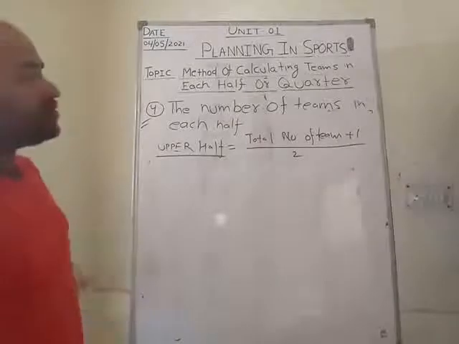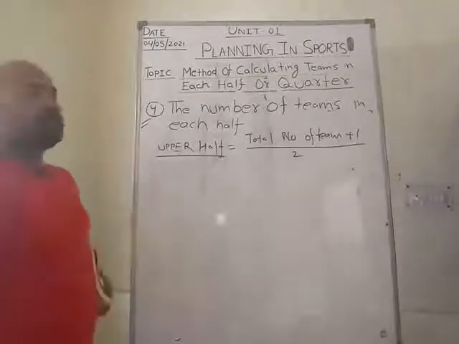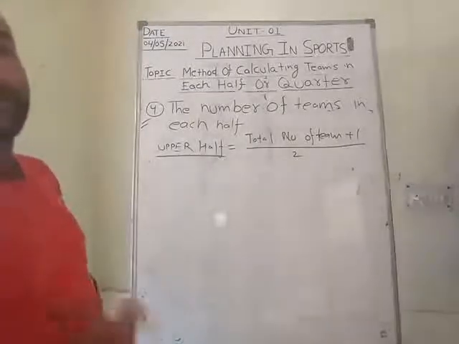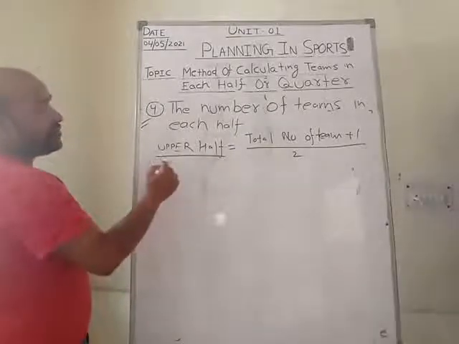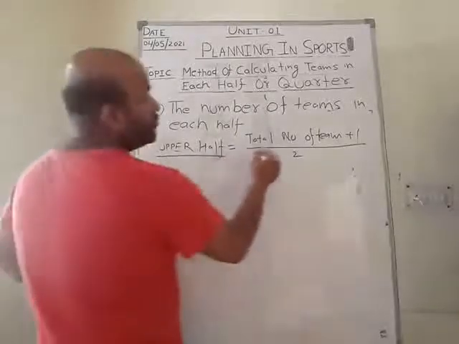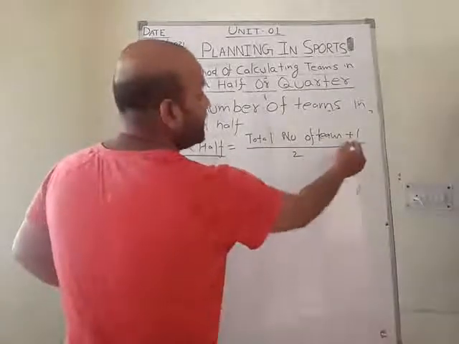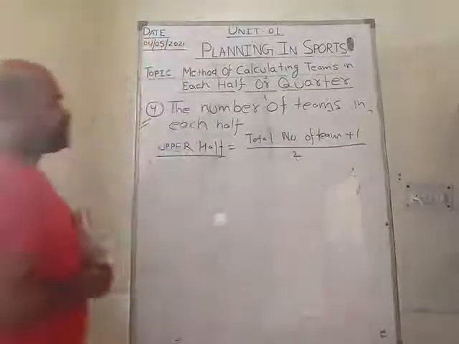They are very easy formulas. Sometimes they will come in board papers as MCQ questions. The first formula is: upper half equals the total number of teams plus 1 upon 2.